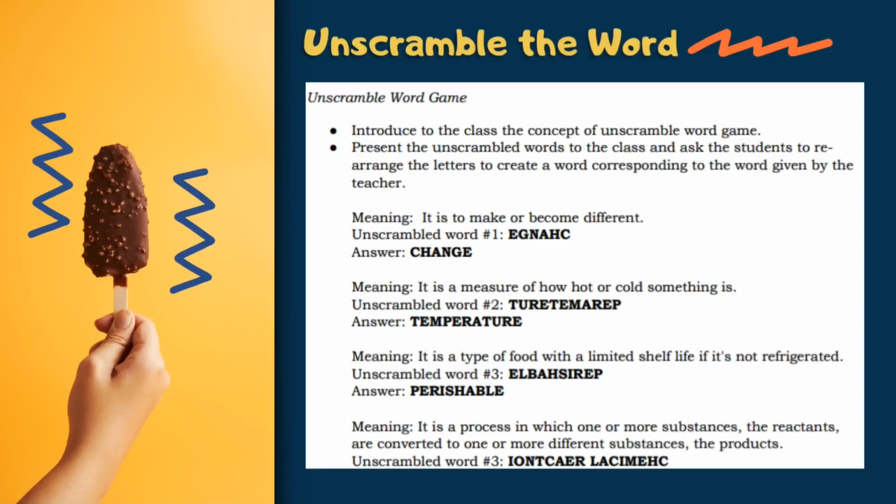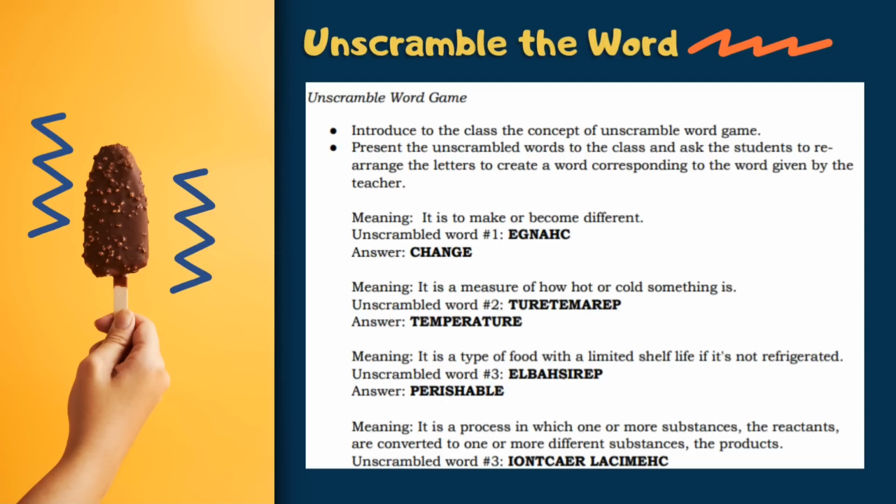But before we head on to our lesson, let's unscramble the words first. Although we have the answer here, we are going to try to describe and explain quickly this meaning. Okay, so number 1, it is to make or become different. And the answer is change. Then, number 2, it is a measure of how hot or cold something is. It is temperature.